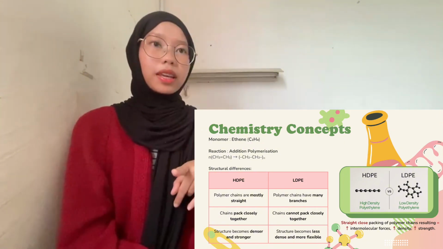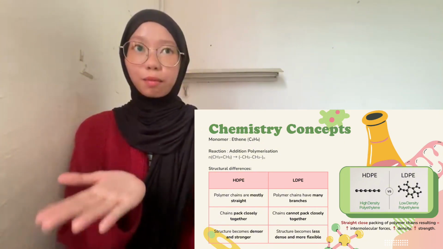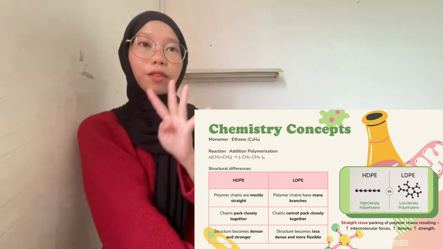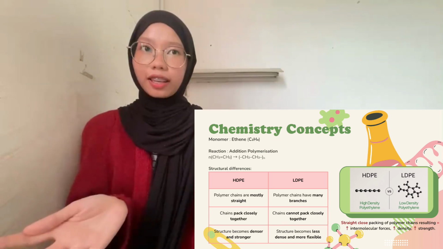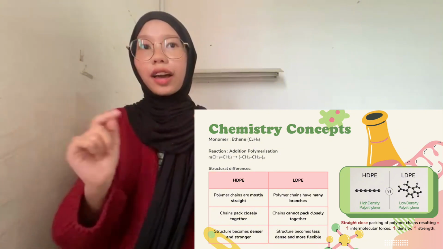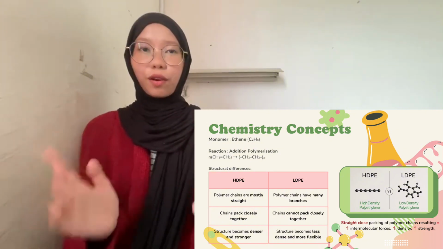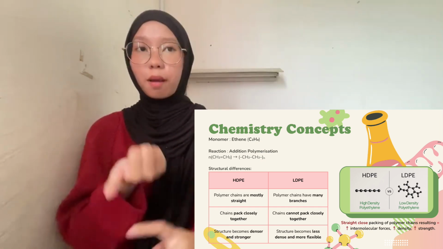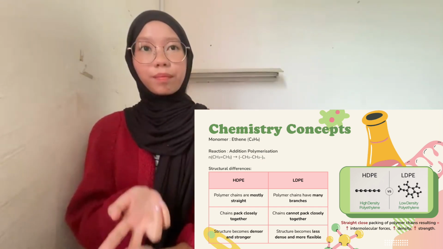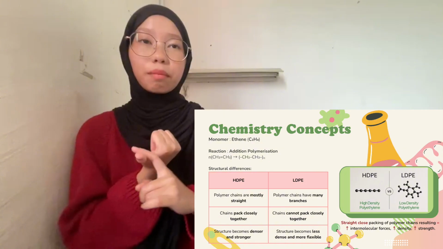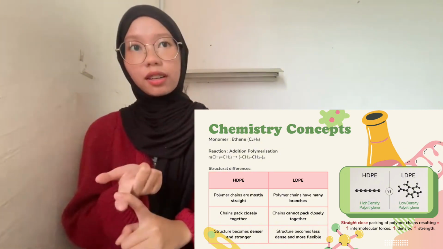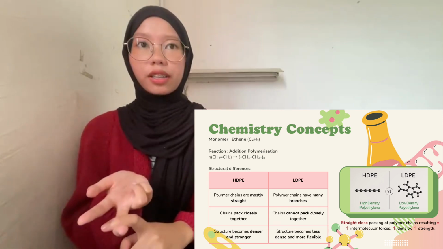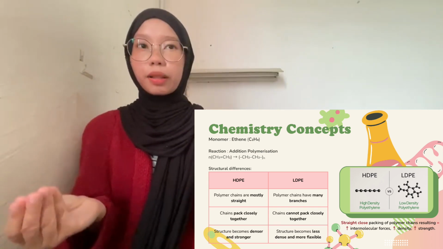LDPE and HDPE have the same monomer, which is ethene. It has 2 carbons and 4 hydrogens. It's a type of alkene. So, ethene will undergo addition reaction to form HDPE and LDPE. It will go through initiation, propagation, and termination. In initiation, it will break the double bond. In propagation, it will add more monomers to the chain, and in termination, it forms the stable polymer chain.